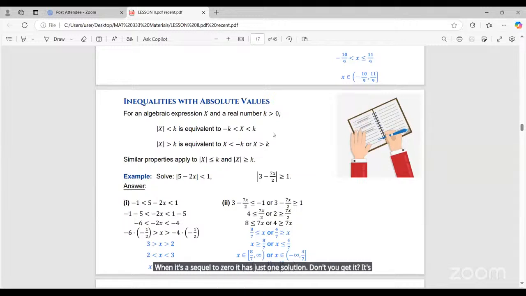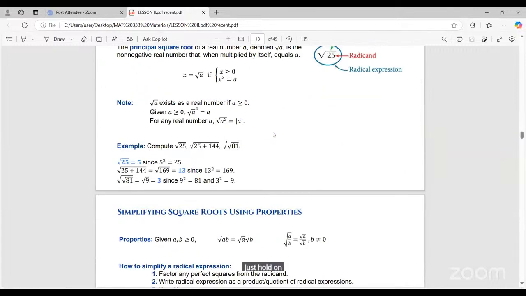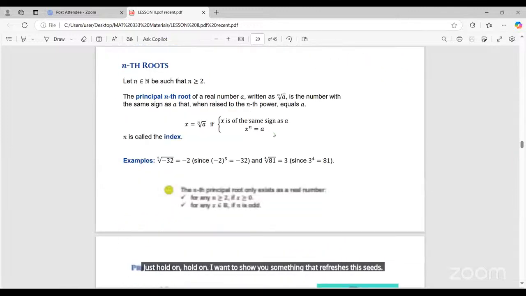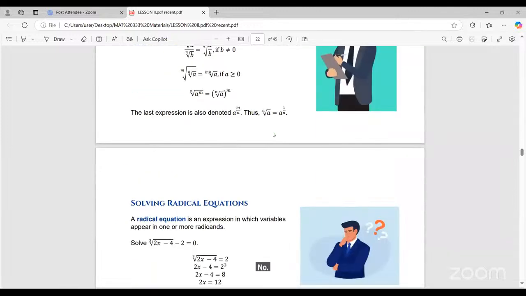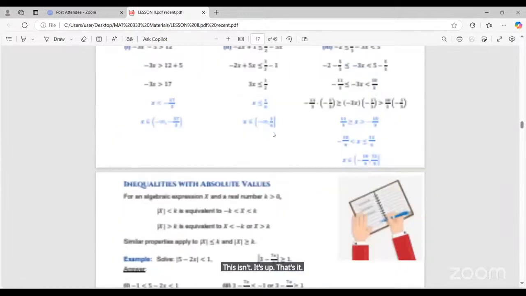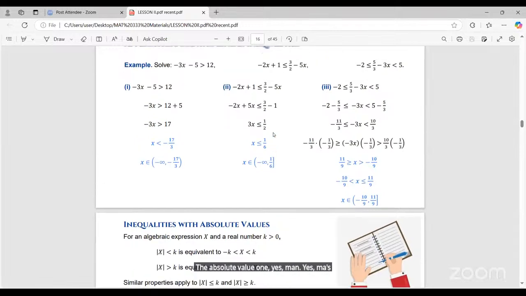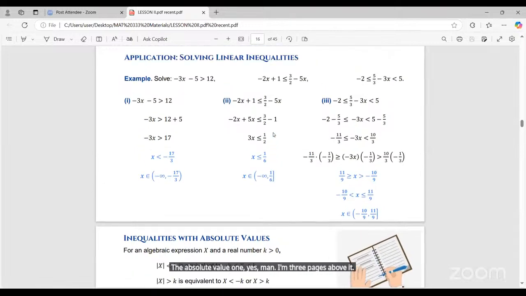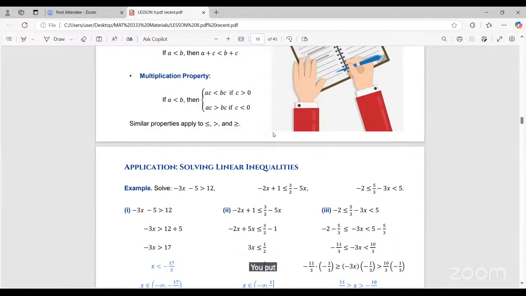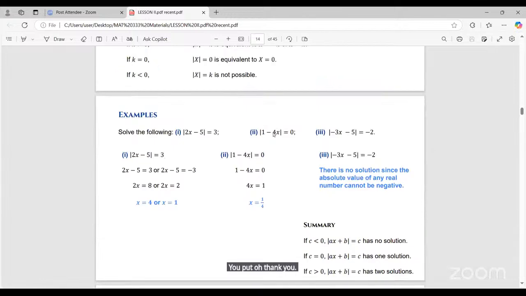Don't worry, ma. Thank you, ma. Just hold on, hold on. I want to show you something. I pray I should still see it. No, mine is up. Look for the absolute value one. It's just 3 pages above it. Oh, thank you. Yes, ma, go up. Where is it set now?